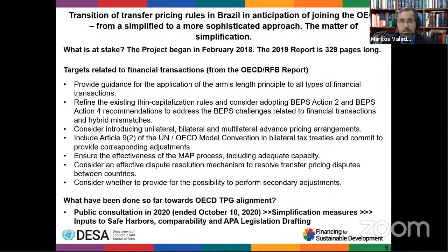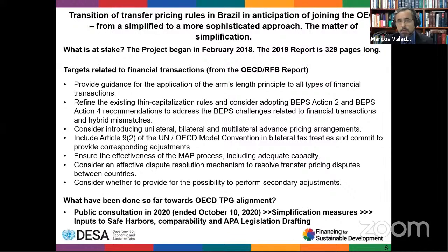And about the financial transactions, the report sets out guides for the transition towards the arm's length approach under the transfer pricing guidelines. Provide guidance for the application of the arm's length principle to all types of financial transactions. And I think in the future, the UN manual will be very useful for Brazil. Refine the existing thin cap rules and consider adopting BEPS action 2 and 4 recommendations to address BEPS challenges in a broader way. Consider introducing unilateral, bilateral, and multilateral APAs. It's very good if you can do that.